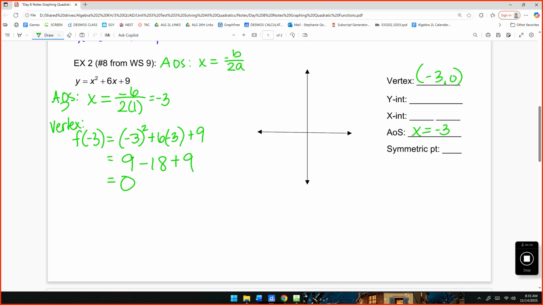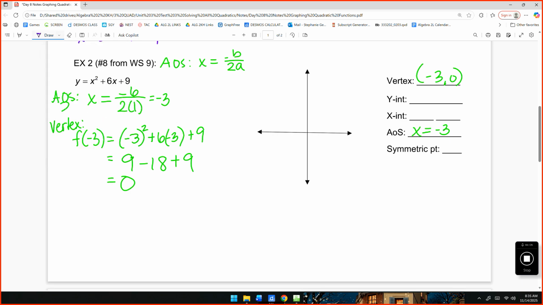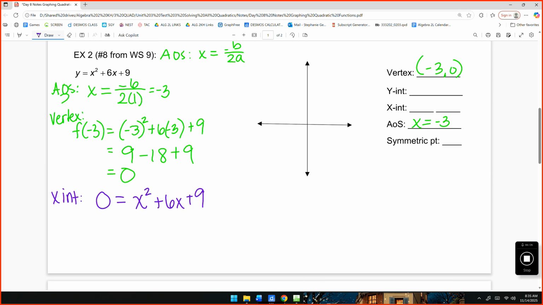All right, now I know we might notice something like, hey, that's also an x-intercept. Yeah, but I also have to prove it algebraically, right? So I need to solve a related equation. So that's when our y is equal to 0. Yeah, so you can notice that that'll factor. That's also a perfect square trinomial.